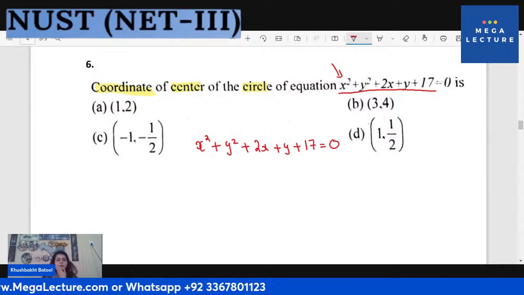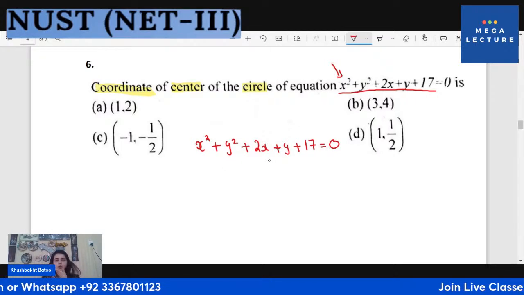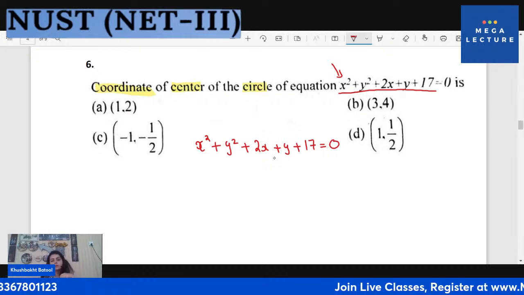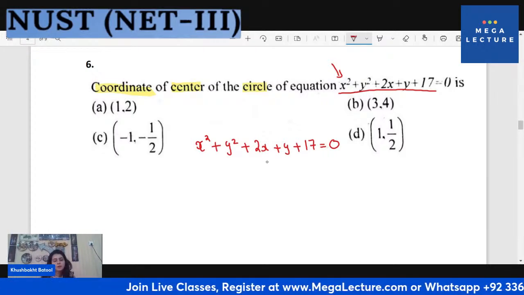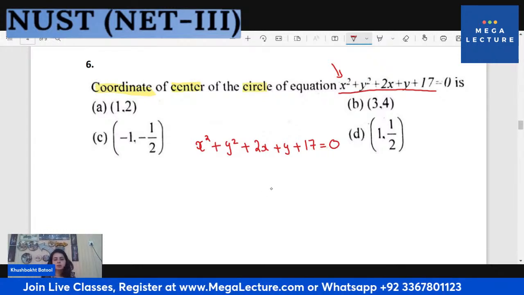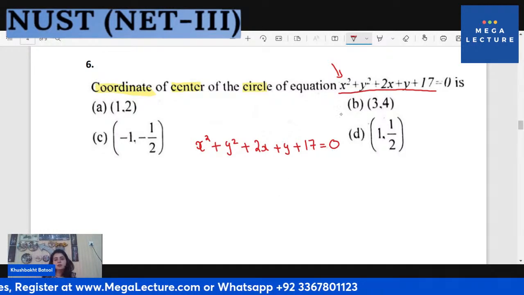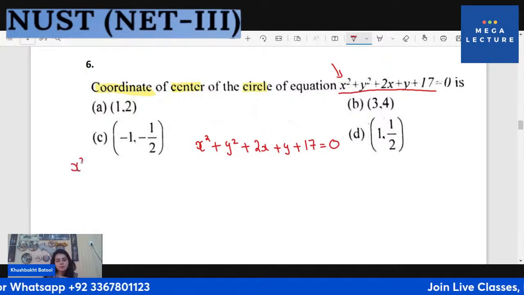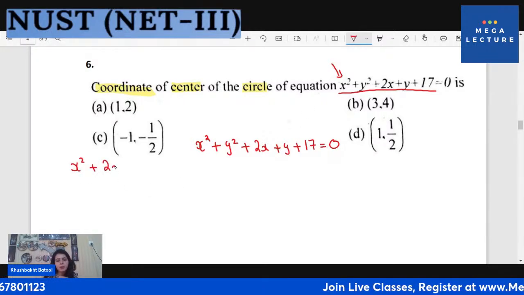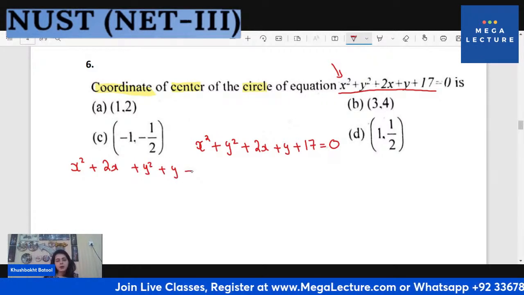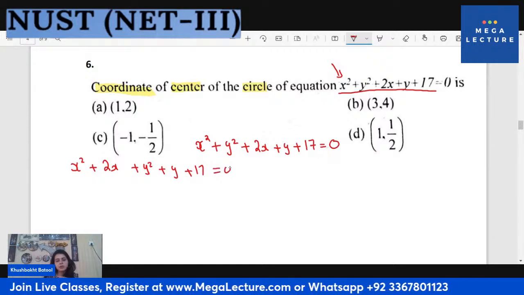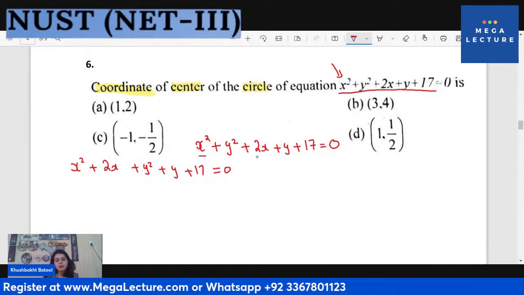This is the equation of the circle, right? It is not the general equation. I need to convert this to the general equation and then h and k would be clear. H would be the x coordinate of the center and k would be the y coordinate of the center. So I am going to write it as x squared plus 2x plus y squared plus y plus 17 equals 0. I've just written x squared and x terms together and then y squared and y terms together, right?